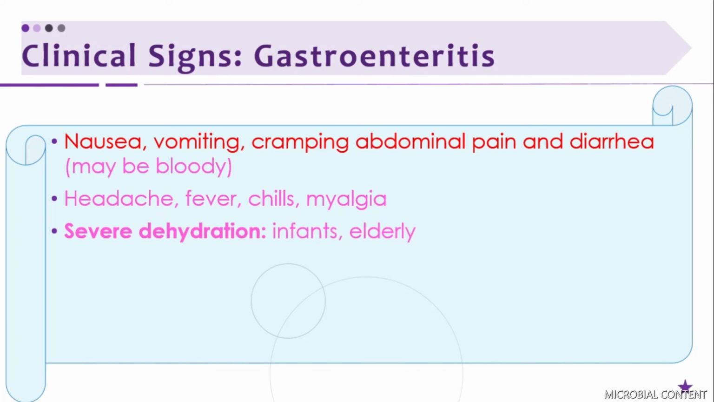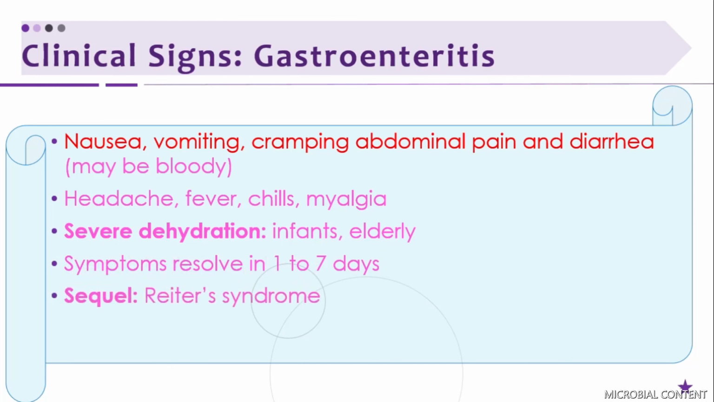Severe dehydration may occur mainly in infants and elderly persons. The symptoms may resolve in about 1 to 7 days, and the sequela is referred to as Reiter's syndrome. This is about the pathogenicity of Salmonella. Now we'll see the next part in the next lecture.